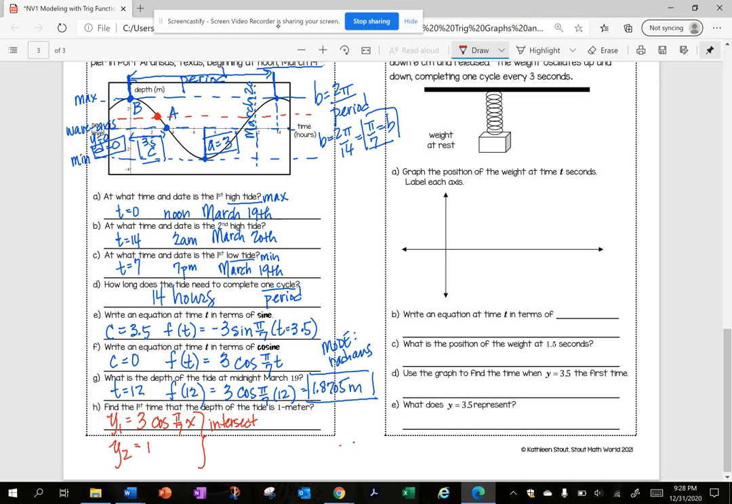My graph needs to look exactly like this, so I need to set my window to match what my drawing looks like. Then I'm going to do intersection: second, trace, intersect. And I get t equals 2.743 hours.